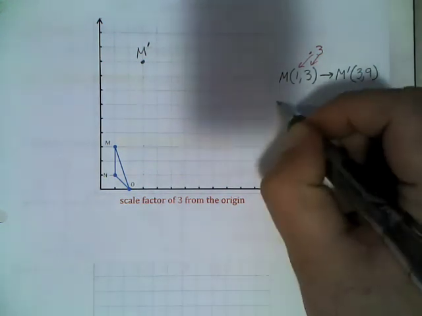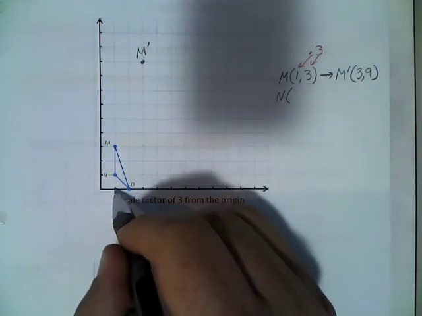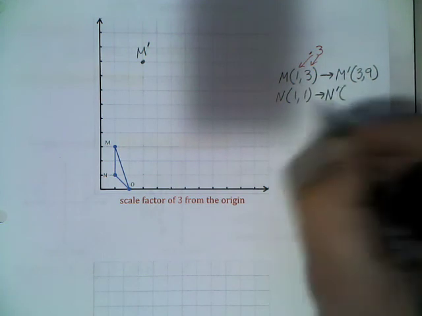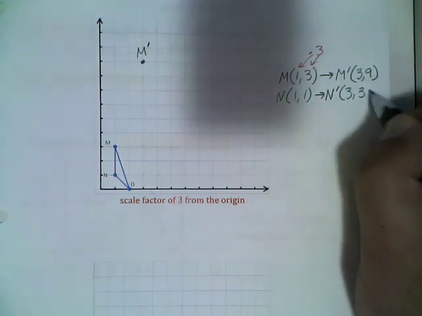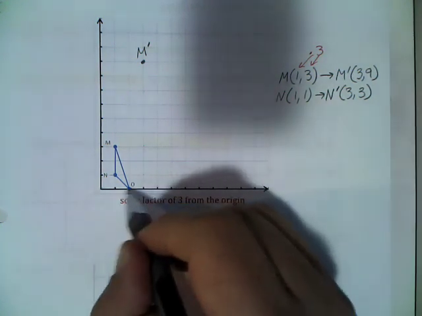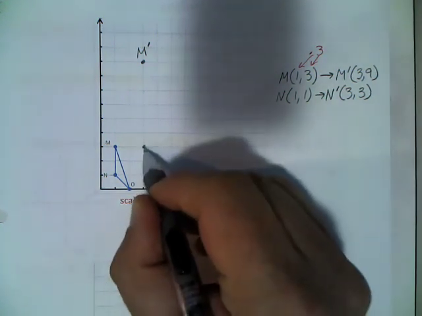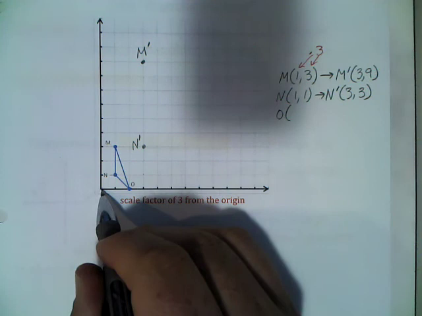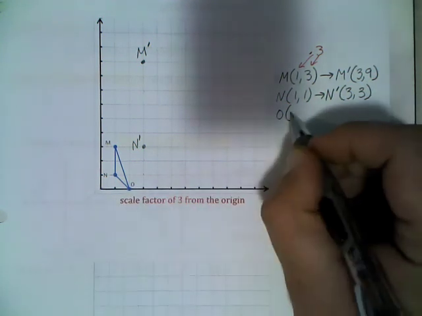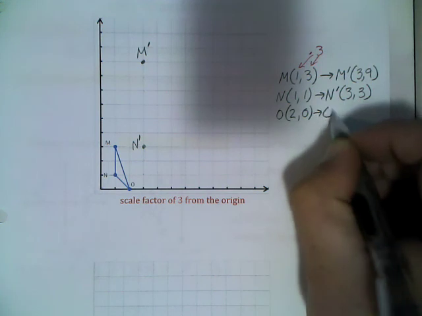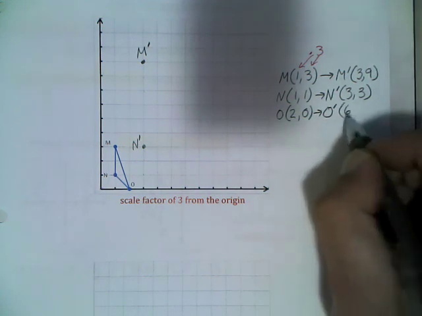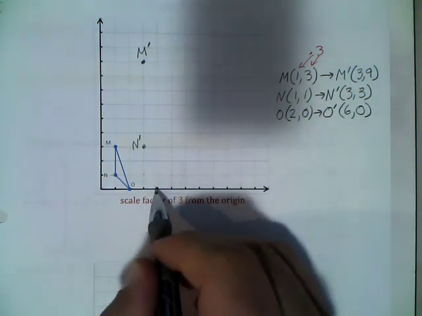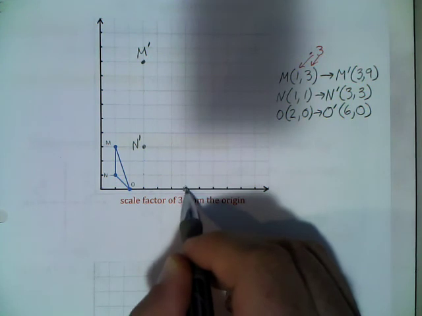So then for N is at the point 1, 1. So therefore N prime, again, multiply those both by 3. N prime, though, will be at 3, 3. So 1, 2, 3, 1, 2, 3. That's my N prime. And last one, finally, O. O is at 2, 0. Multiply those both by 3. 2 times 3 is 6, and 3 times 0 is 0. So 1, 2, 3, 4, 5, 6, 0.